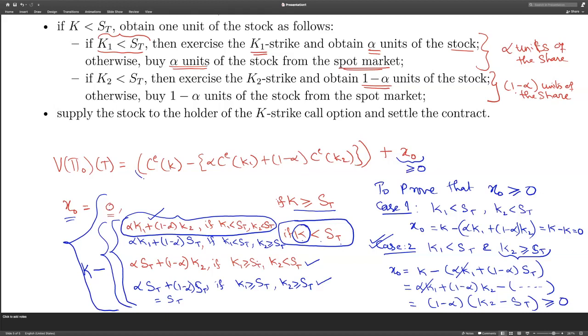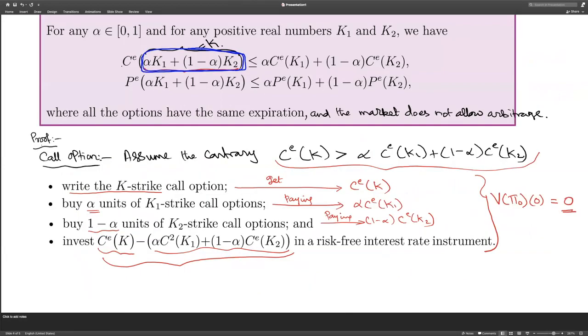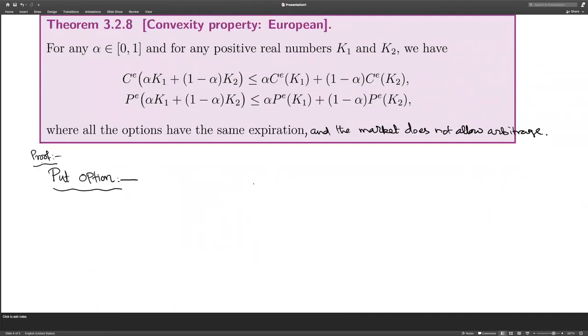And you can see from your basic assumption that this part is strictly greater than 0. So together you achieved that your portfolio value at T equal to capital T is strictly greater than 0, and that is a contradiction. So this contradiction proves the convexity property of the call option price in the case of European option.